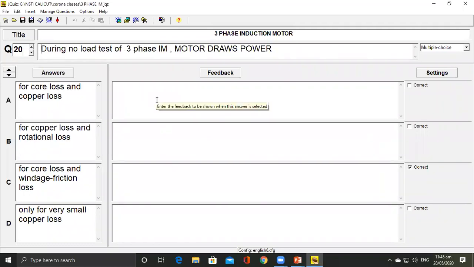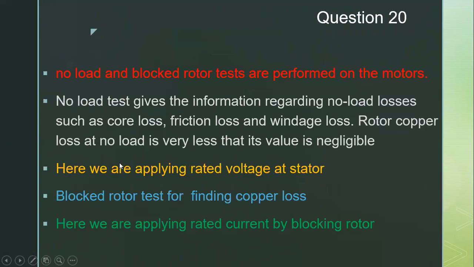During the no load test, a 3-phase induction motor draws power for: core loss and copper loss; copper loss and rotational loss; core loss and windage and friction loss; or only very small copper loss. There are mainly two important tests on a three-phase induction motor. One is the no load test, the other is the blocked rotor test.